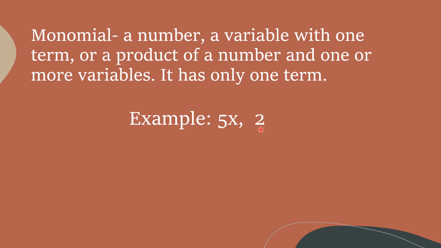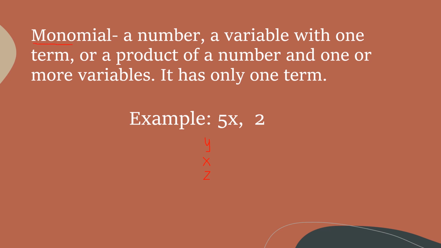So it could be 5, it could be 6, or any number. Or it could be a variable. So like for example, we have y. So y is a monomial because this is a variable. X is a monomial because this is a variable. And z is a monomial because this is a variable. So yung monomial means 1.